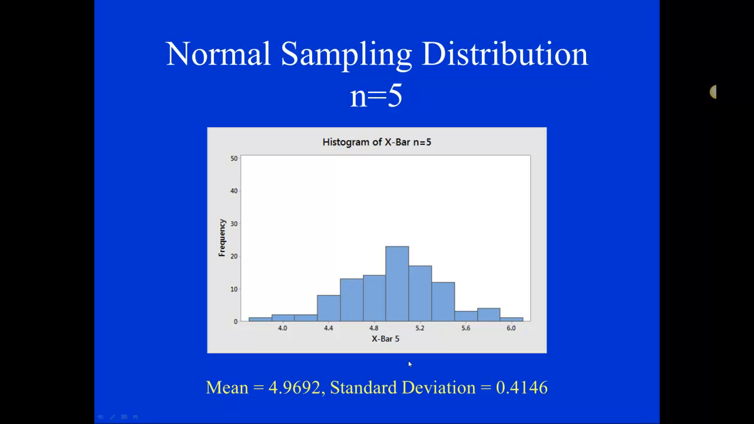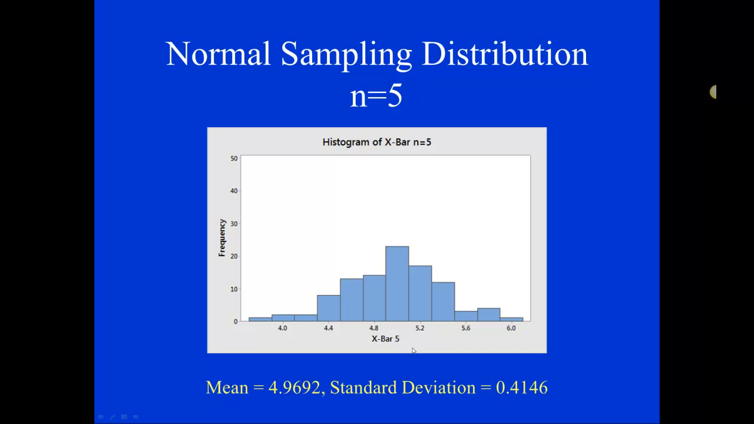So let's see what happens to the mean and the standard deviation when we start looking at a sampling distribution. Notice that the mean is really close to 5, which is the same as the mean of the population. But what happens to the standard deviation? Well, our population standard deviation was 1, and now we can see that when we have a sample of size 5, the standard deviation of the x bar values is 0.4146-ish, which means that it's a bit smaller than the standard deviation of the population.